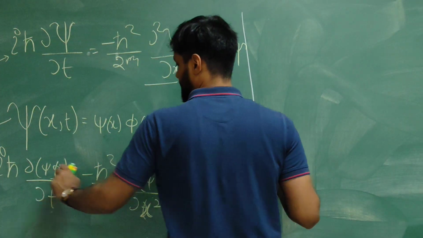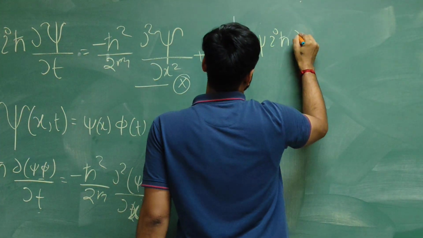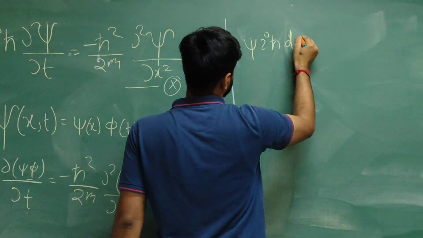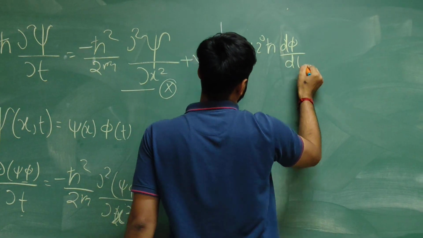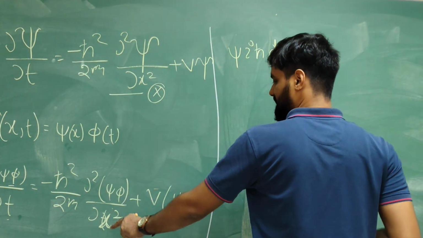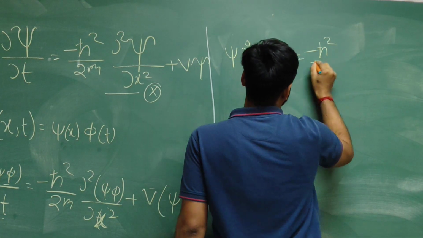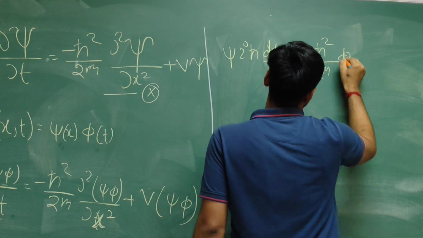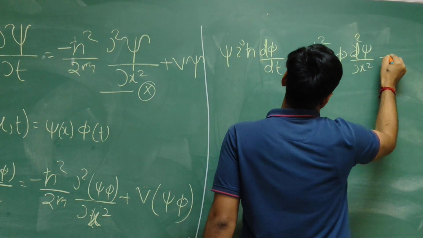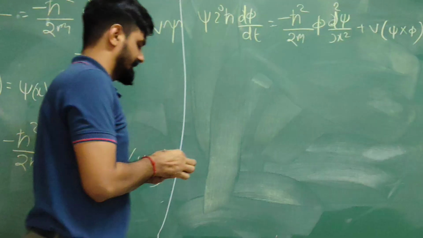So directly we can write here psi i h-bar, now it can be directly written as d phi by dt, right? And here psi is a function of x, so phi will be taken out of the differential, so that will be minus h-bar squared divided by 2m and then phi. This can be written as del 2 psi by del x square plus V psi into phi. It's as simple as that.